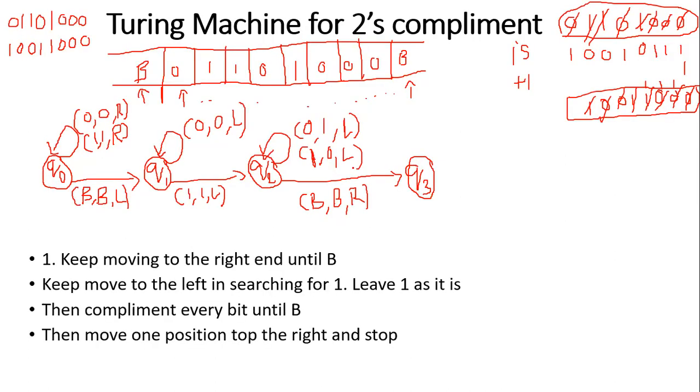So what you have to do is go to the rightmost end, and then from right to left keep searching for the first one. The moment you get the first one, leave that one as it is and keep moving to the left side and complement everything. Once you find one, leave it as it is and complement all the remaining input till the leftmost end. And finally, you stop in the position where your output actually starts.